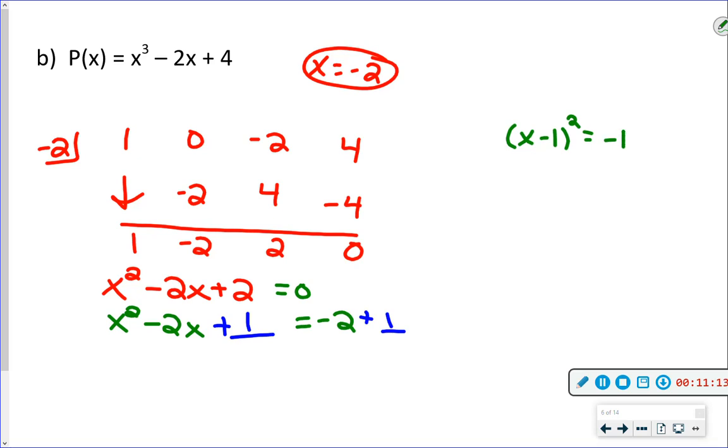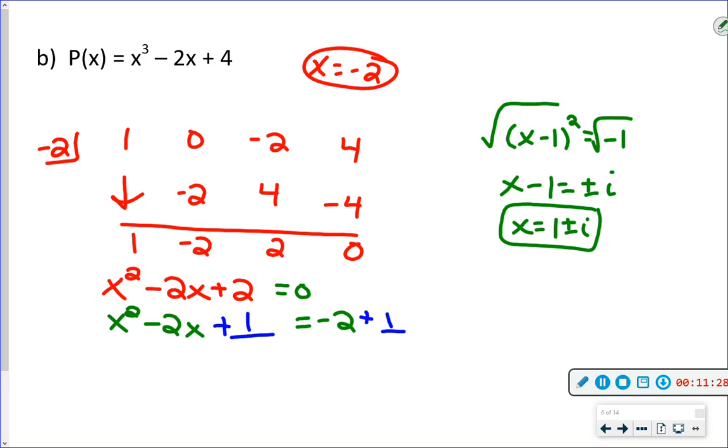I'm going to get rid of squaring with the root. There's the imaginary coming at us, plus or minus i. And then last thing I'm going to do to get x alone is just add 1 over. So I have all 3 answers. Negative 2, my one real off the calculator, my other 2 imaginary.